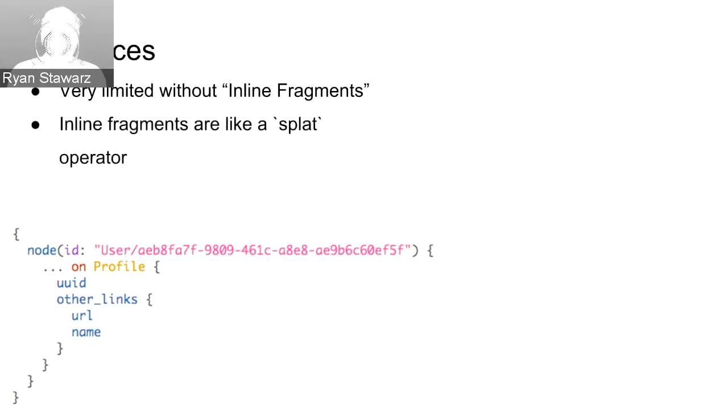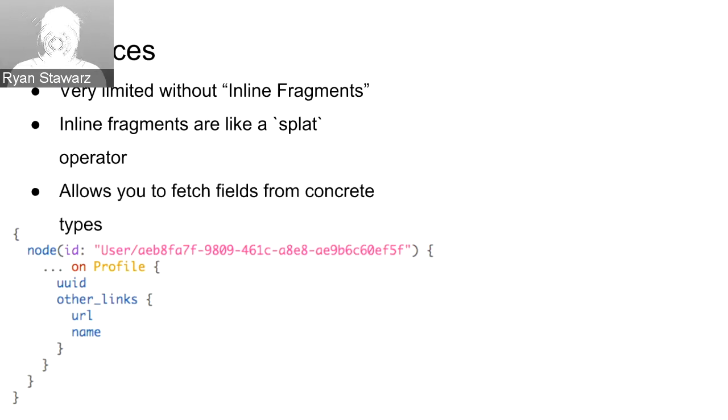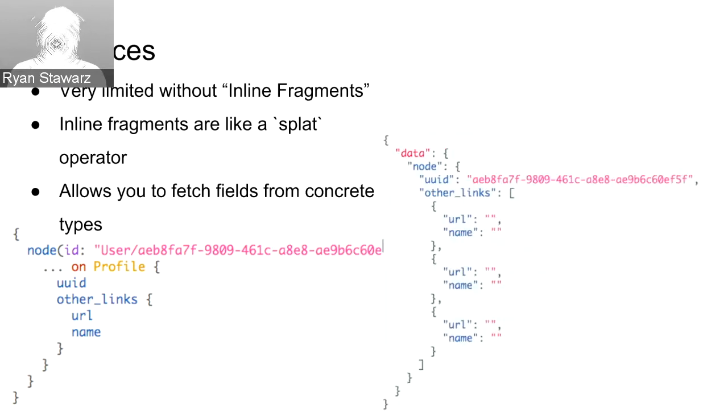What this allows you to do, I think of it as kind of like a splat operator. It allows you to fetch fields from concrete types. So in this case, what we're querying for is the same thing. Give me a node with this given ID. So fetch this node with this ID. And if it's a profile, so the 3 dots on profile, when the type that is being returned is a profile type, give me these fields off that type. In this case, a UUID, other links, URL, and name. And this is what the result would look like.